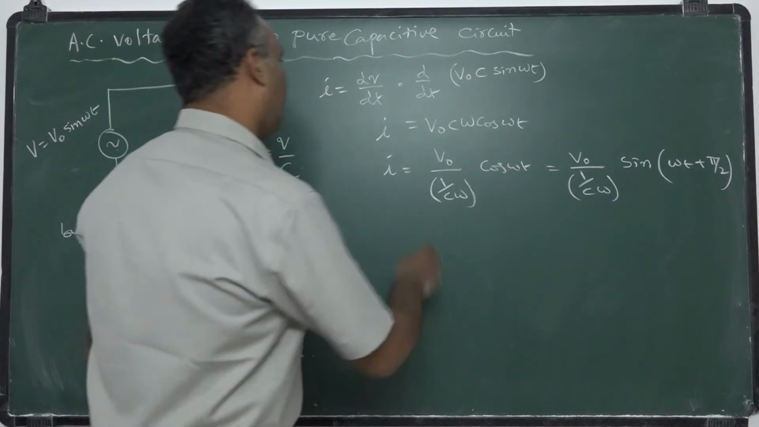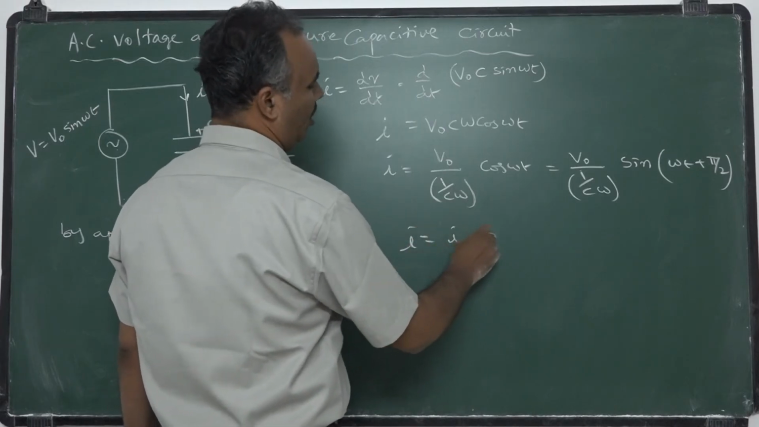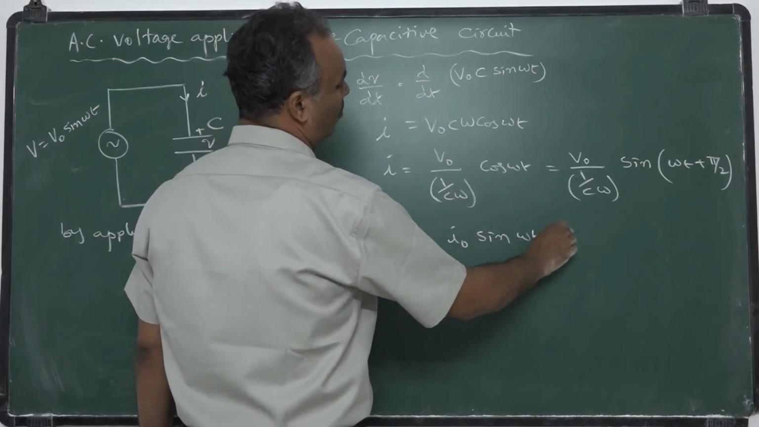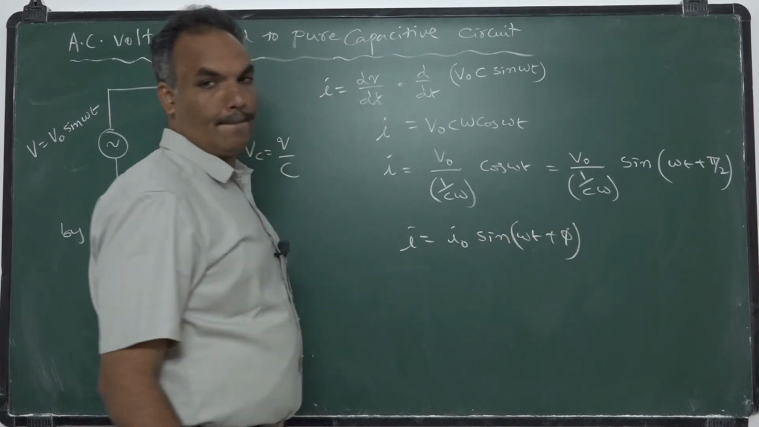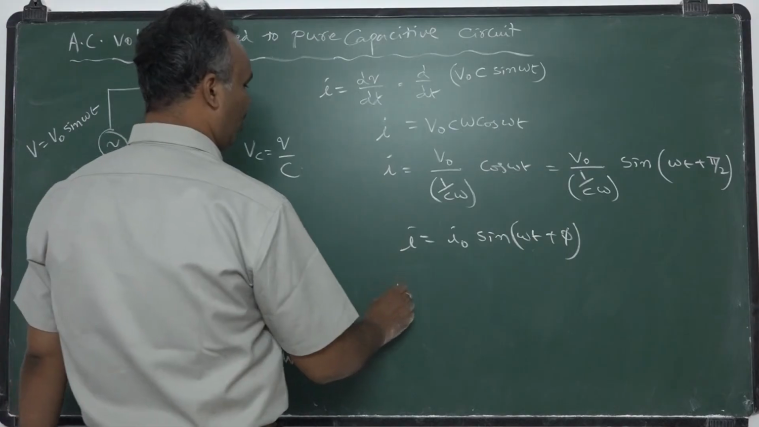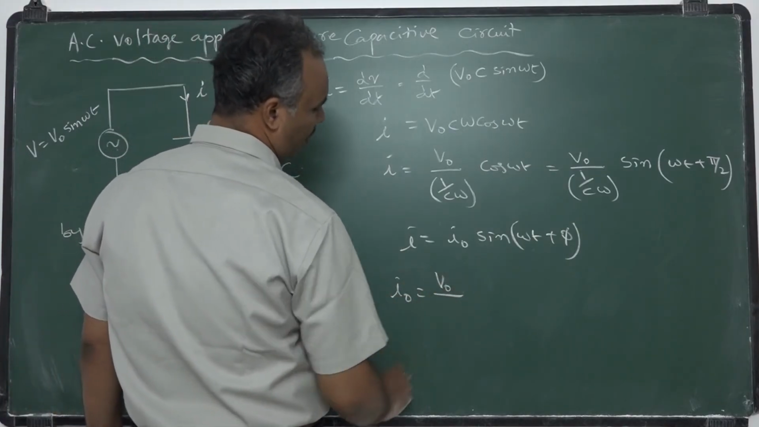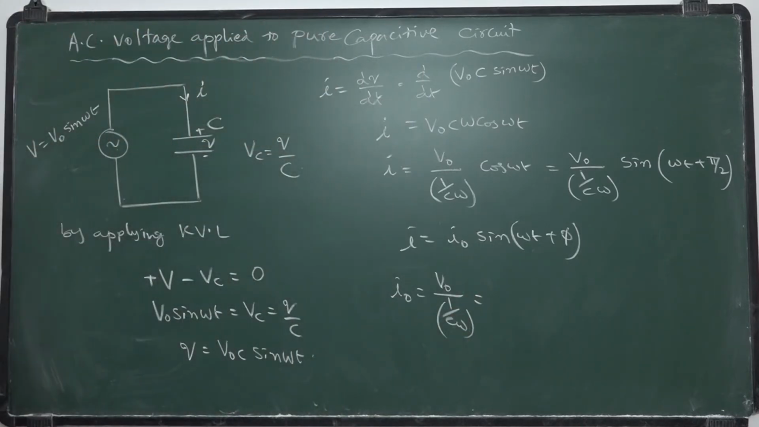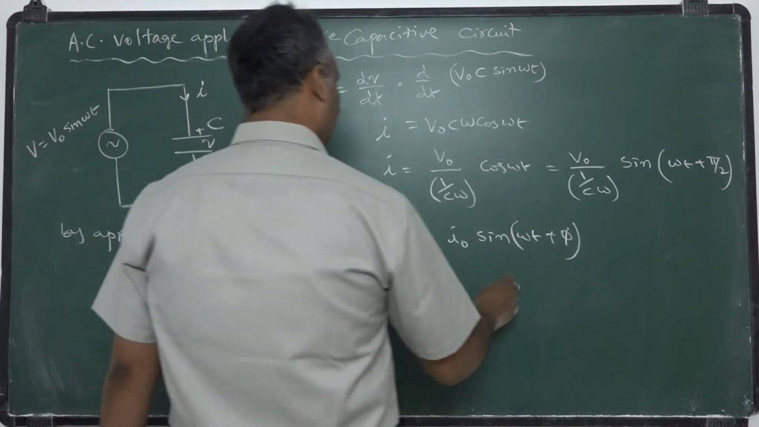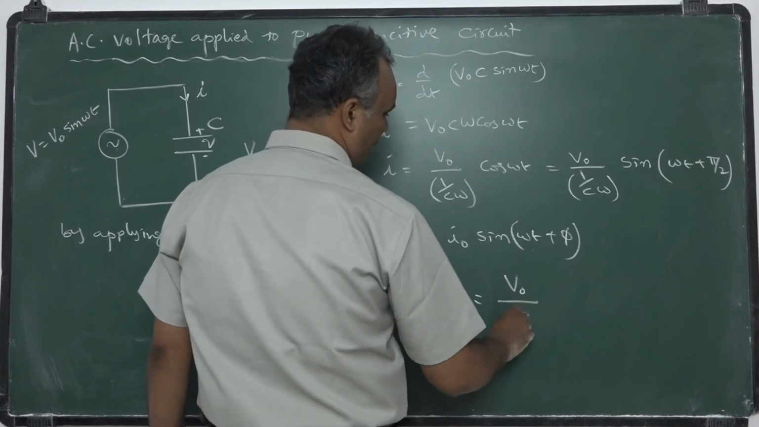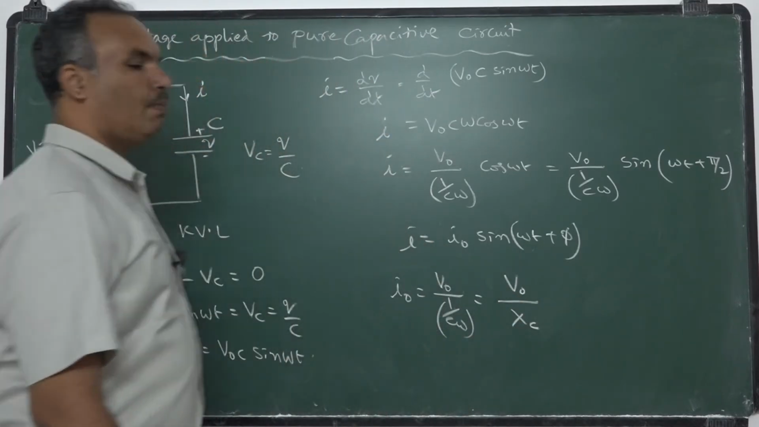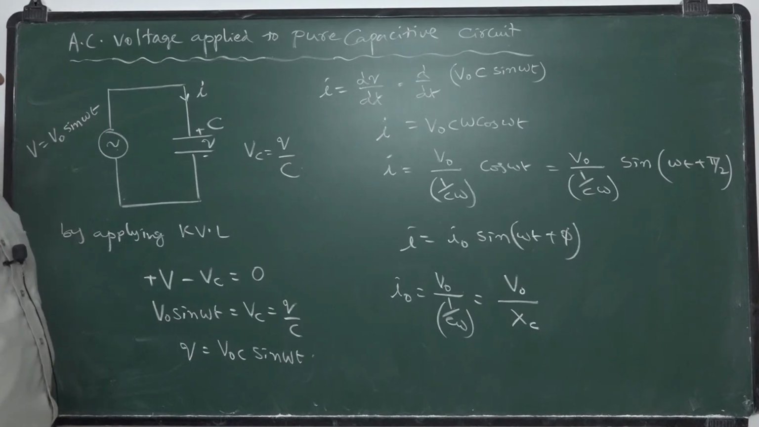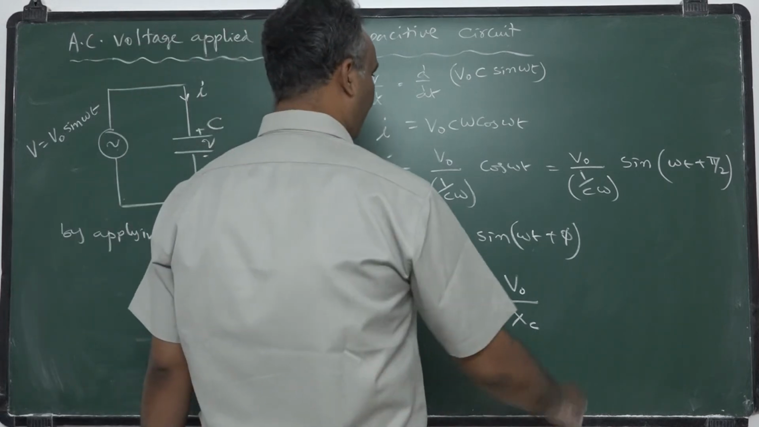So when you compare this equation with I is equal to I naught sin omega t plus phi, I naught is the peak value of current, given by peak voltage by 1 by C omega. This is also playing a similar role like resistance in a pure resistive circuit. Hence, this quantity is called reactance given by the capacitor, or capacitive reactance.